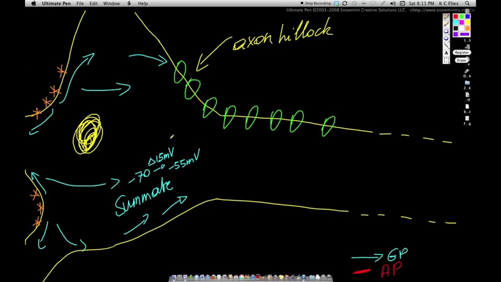And this change of about 15 millivolts is the change in voltage that is needed to open up the first few sodium voltage gated channels. And of course that leads to the influx of sodium through the voltage gated ion channels, and this then leads to the firing of our action potential.